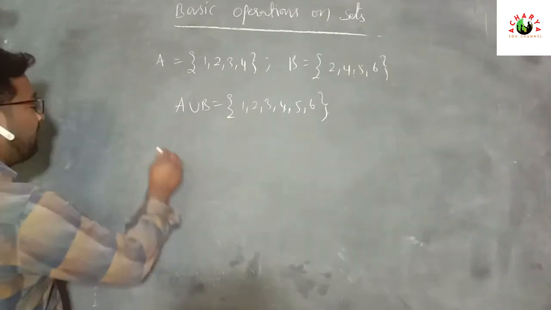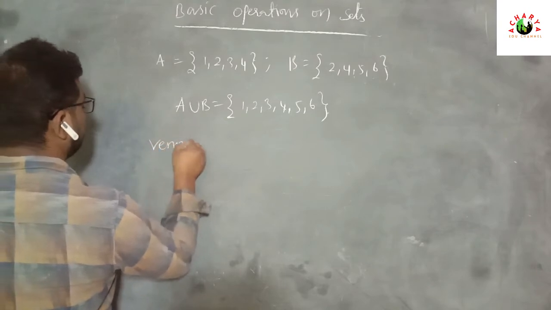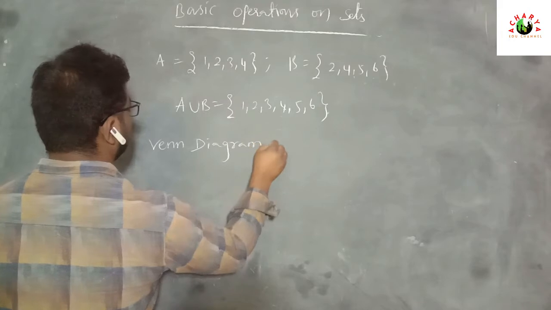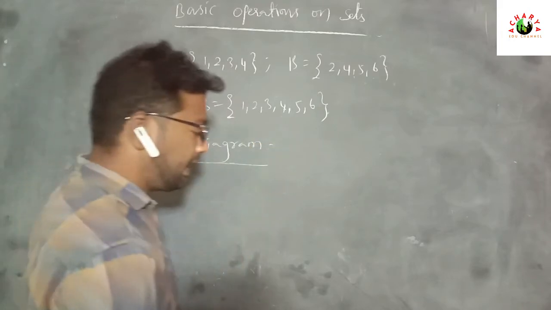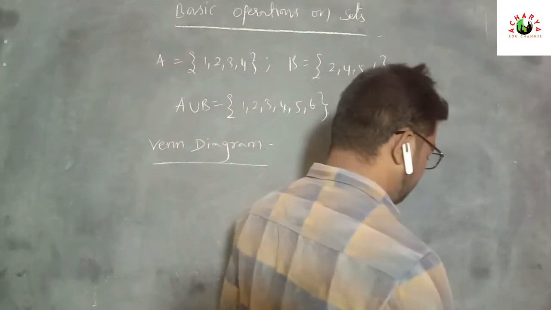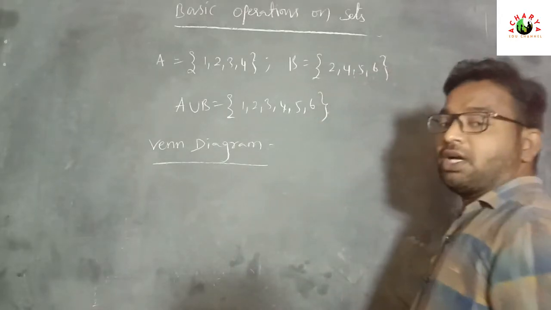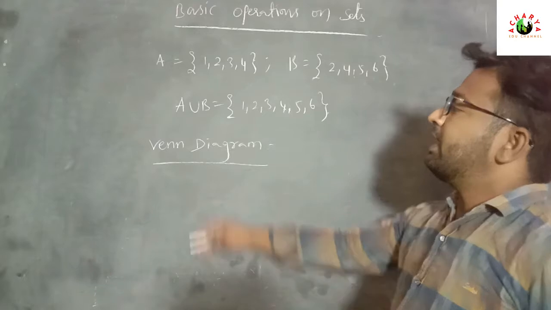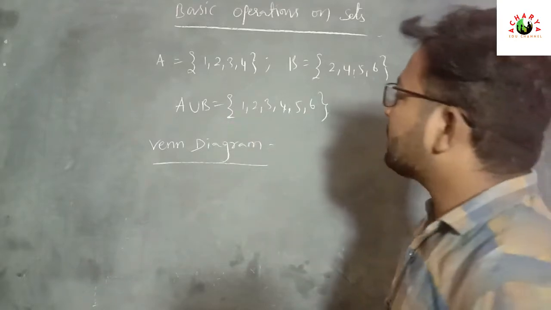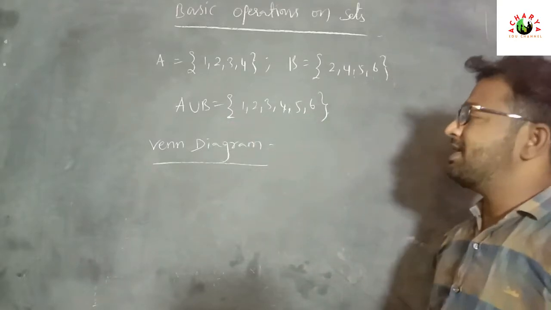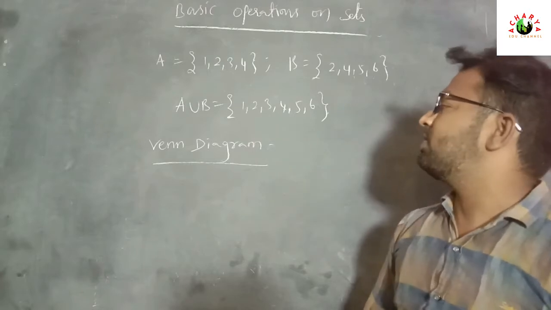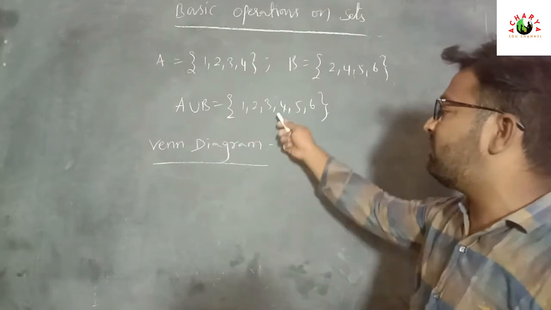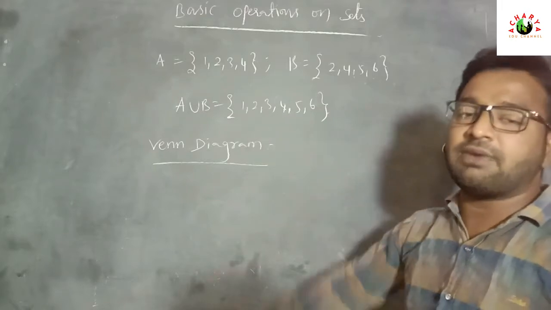Okay, next, the Venn diagram. How should we draw the Venn diagram of union? Here A is equal to {1, 2, 3, 4} and B is equal to {2, 4, 5, 6}. A union B is equal to {1, 2, 3, 4, 5, 6}. Now how should we represent this A union B in the Venn diagram?